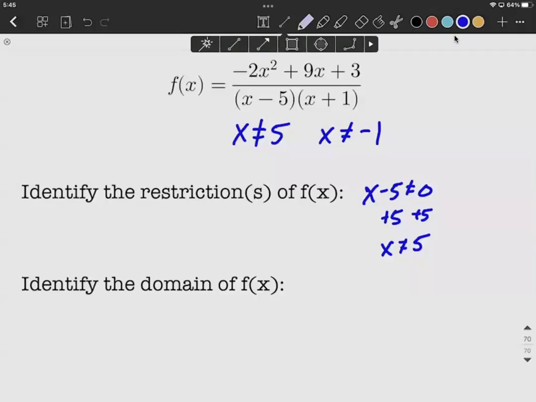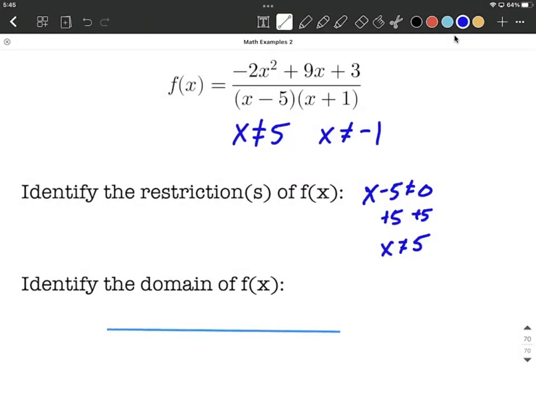Now as we think about what's the domain then, let's set this up as a number line initially. So the domain can be anything except for negative 1 and 5. So that means we're going to leave these two values out. Don't want to plug in a negative 1, don't want to plug in a 5.